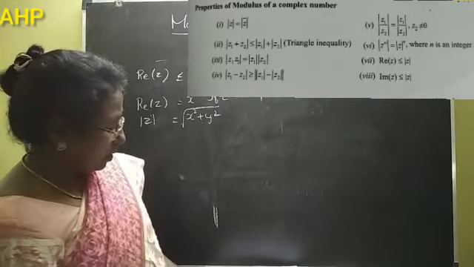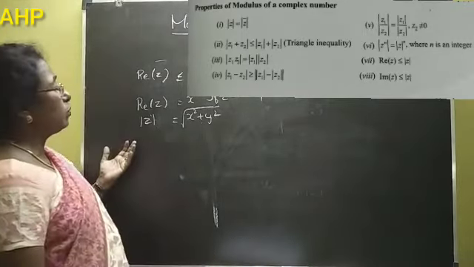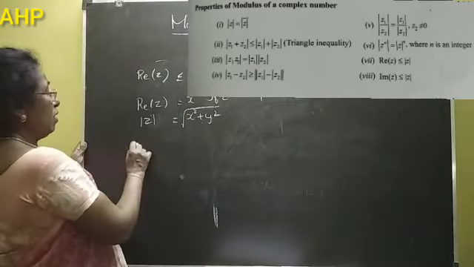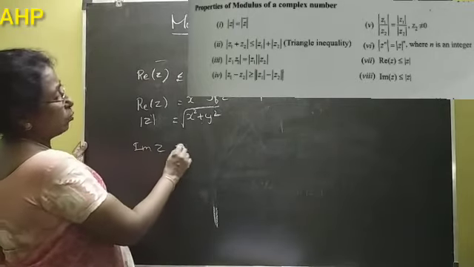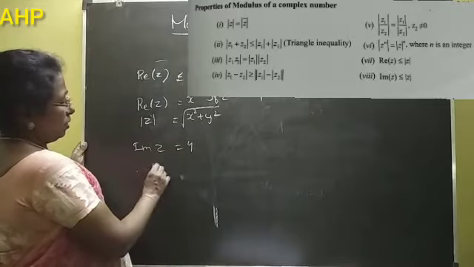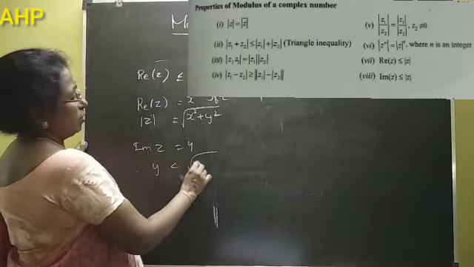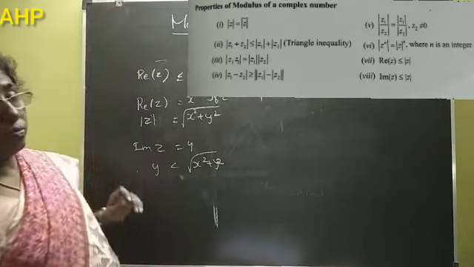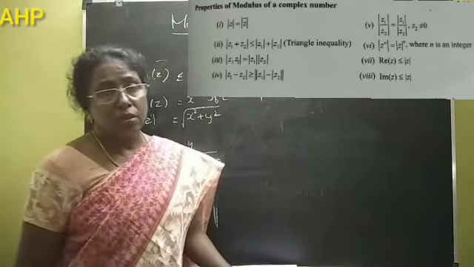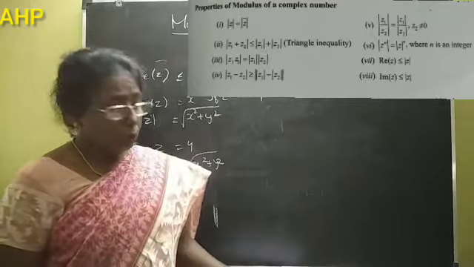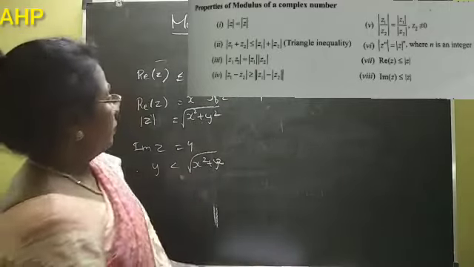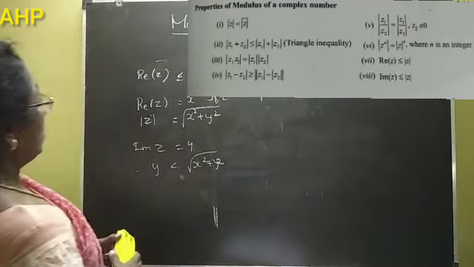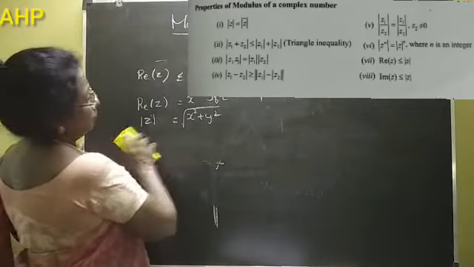Same way, imaginary z is also less than or equal to modulus z. For the same reason, imaginary z is equal to y. Therefore, y is less than or equal to root of x square plus y square. Now these properties are very important as we use them when doing the exercises. Now let us do the triangle inequality.